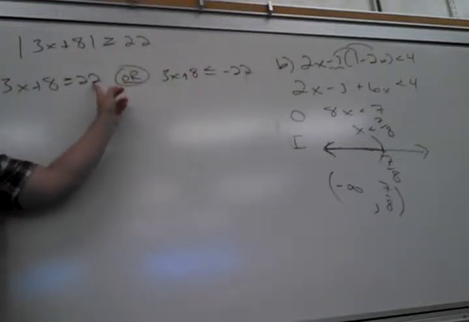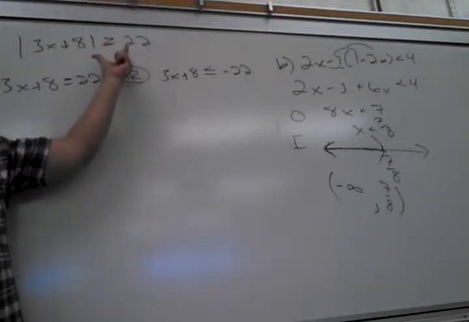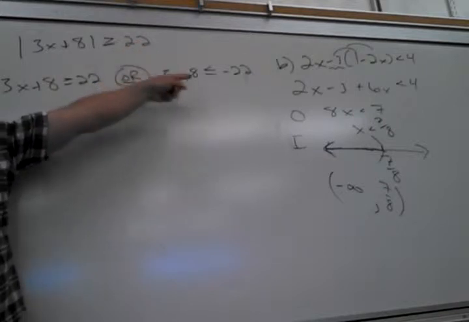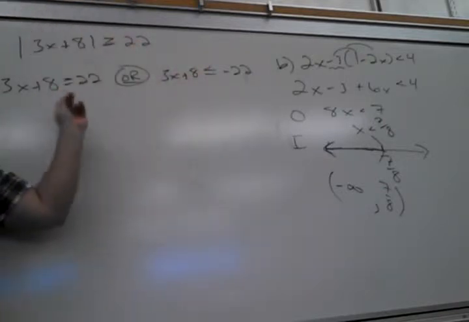So it could either be just straight up bigger than 22, and of course this will be true, or this could be less than or equal to negative 22, and then the absolute value makes this true still. You guys with me? That's why those are the two cases.